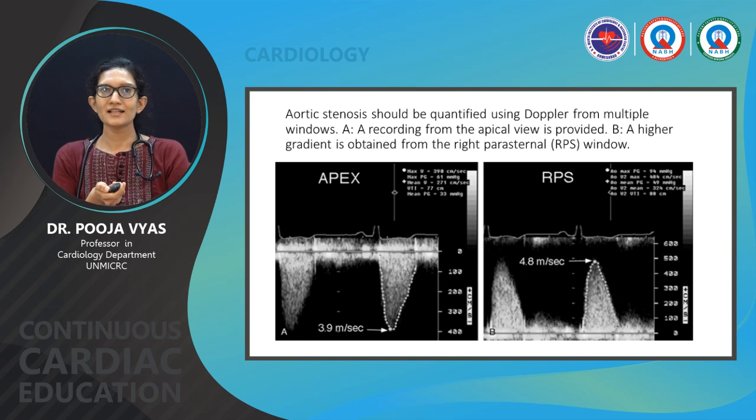See here, the left-sided image was taken in a 5-chamber view, and here the maximum velocity we got is 3.9 meters per second. When we used the right parasternal view, the maximum velocity we got through that window was 4.8 meters per second. So in the same patient, we could have underestimated the aortic stenosis if we had not used the right parasternal view.